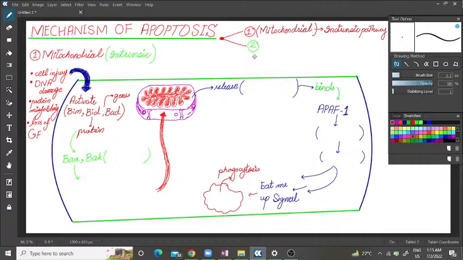The second mechanism is the death receptor pathway, which is extrinsic in nature. Inshallah, we will discuss this death receptor pathway in the next episode.